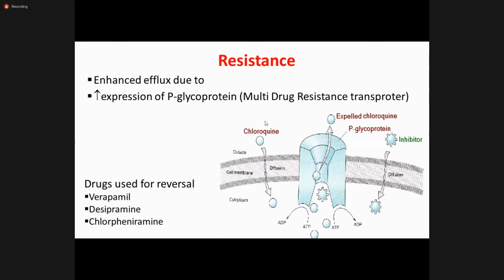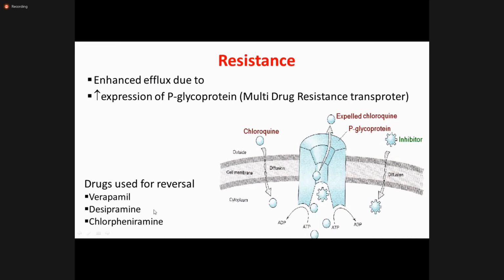So whenever we find resistance, chloroquine is not a good drug for the resistant form of malaria, especially for falciparum. So when we have resistant falciparum malaria, this is not an effective drug. We can use other drugs like verapamil. This is one of the studies showing that these drugs can be helpful to reduce the resistance to chloroquine. So remember that the resistance to chloroquine can be reversed if we use these drugs along with the chloroquine.